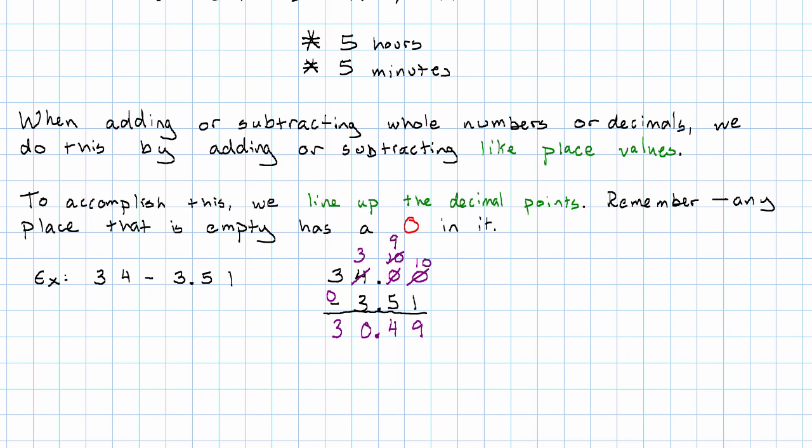One of the big times that we do this is if we're spending money, right? If I have $34 and I spend $3.51, I have $30.49 left. So be aware when we're adding or subtracting decimals, we need to line up the decimal point. We need to remember that every empty place has a 0 in it.